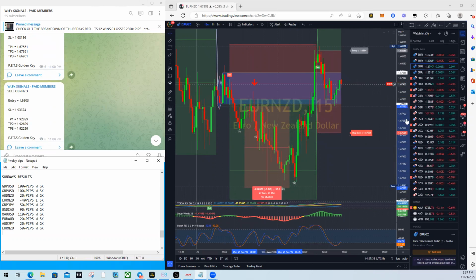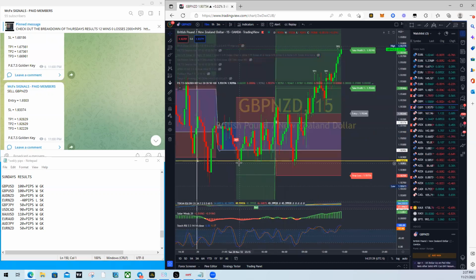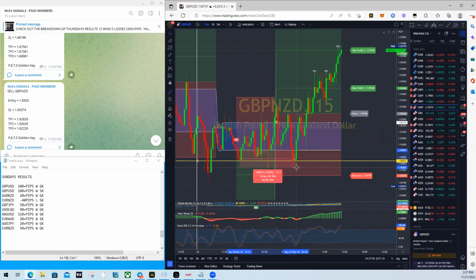Golden key, GBP NZD. Usually the same thing. Whoa, GBP NZD was a sell. Hit a stop loss. Now, if you caught the sell from the entry here, yeah, that's not enough. We don't count 5, 10 pips here. It has to be at least 20 pips for it to be a win. That's not 20 pips. We're going to count that as a loss.